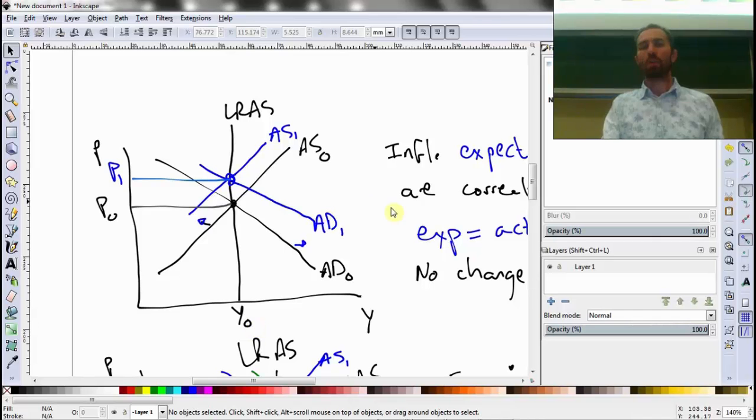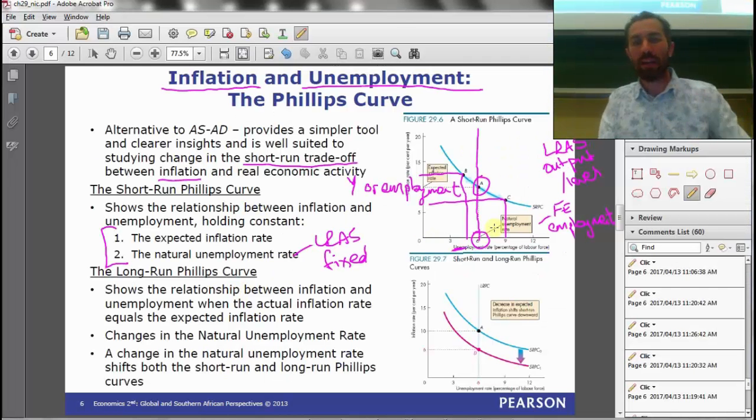So when our expectations of inflation meet the actual inflation and we're always at the long-run level of output, it doesn't matter what the price level is, we're always producing the same level of output. Correspondingly, it doesn't matter what the inflation rate is, as long as our expectations equal the reality, we will always be at the natural rate of unemployment.